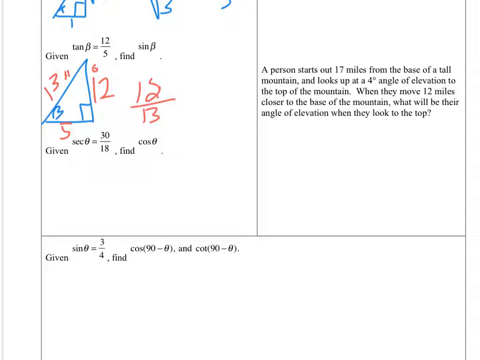If secant equals 30 over 18, in other words, 15 over 9, in other words, 5 over 3. So we're looking at, there's my theta. Secant goes with cosine, so this is 5 over 3 for hypotenuse over adjacent. Cosine, oh man, I could have just done the reciprocal because that's just 3 over 5 for adjacent over hypotenuse. If you recognize that secant and cosine are reciprocals, you don't have to do any of that work.